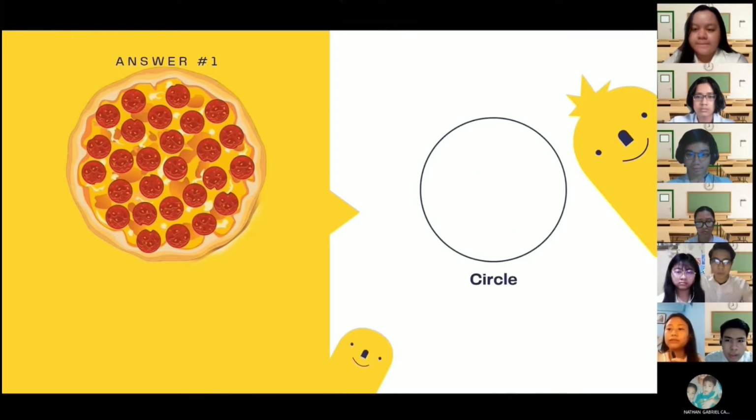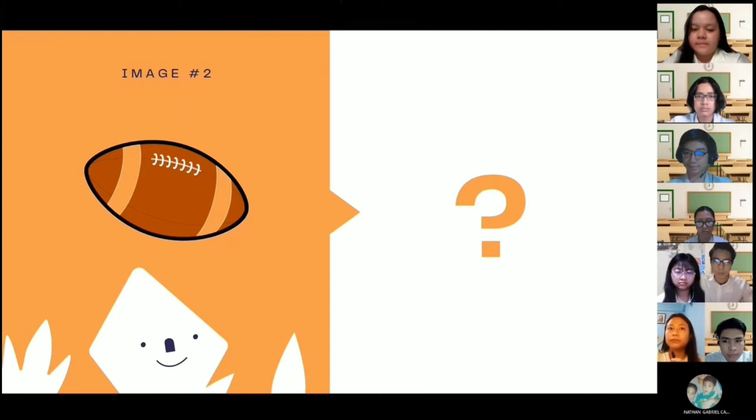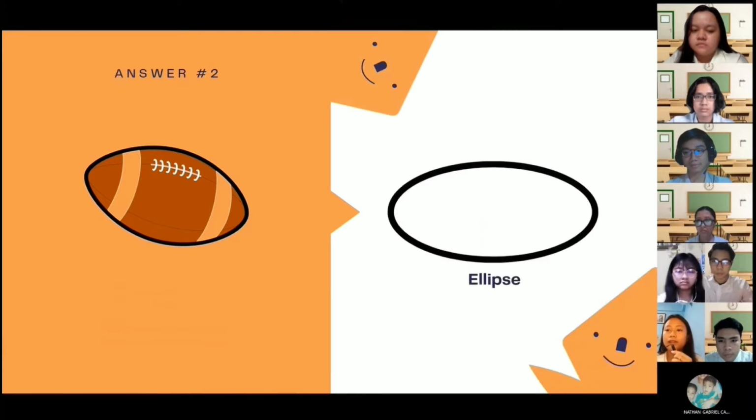Excellent. Now, can you tell me the shape of a football? Is this a circle? Yes, Carla again. No, sir, that's an example of an ellipse. It is almost like a circle, but it is longer on the side. Wow. Most of my students are intelligent. I'm impressed. Let's see if you can guess the next one.